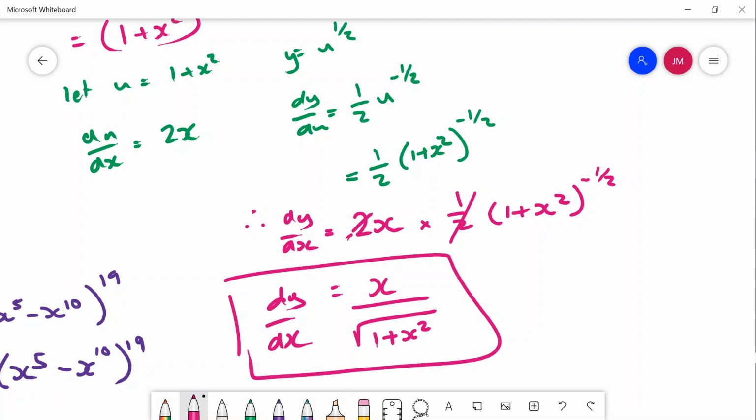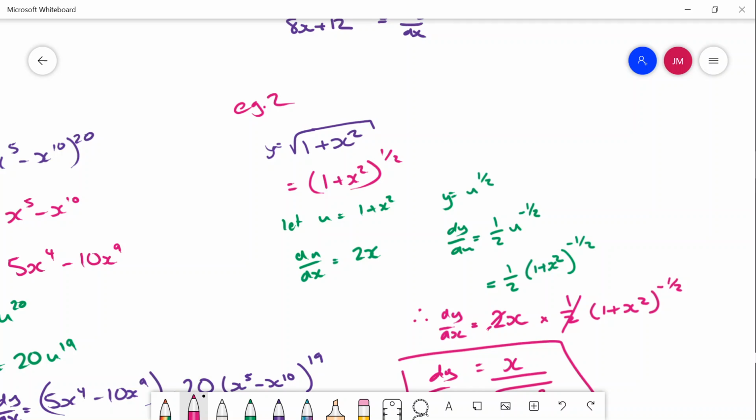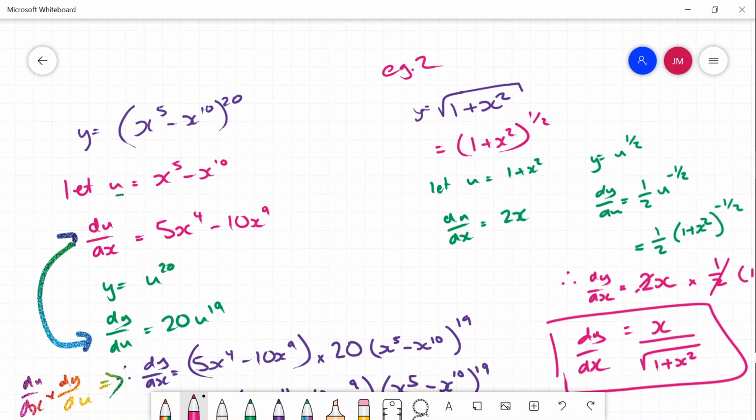Okay. Have got the set questions from 20A and B, but the main thing is we're setting u as the whole bracket and then deriving that in terms of x, and then deriving y with respect to u, and then multiplying the answers to get the derivative of y with respect to x.